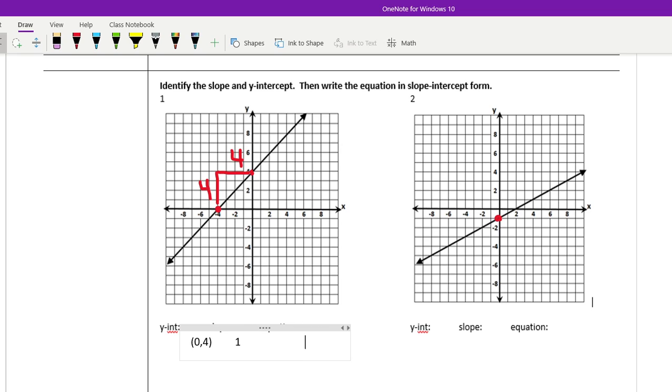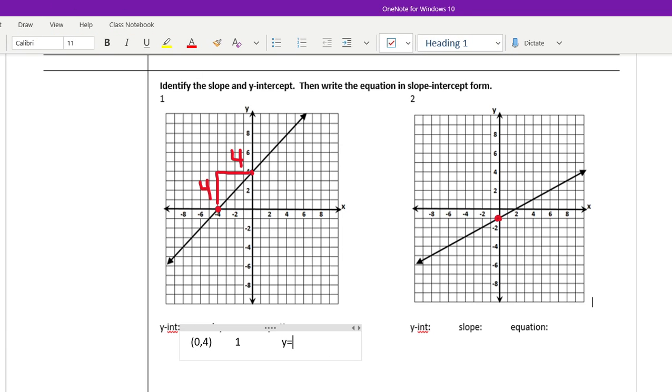My equation for this, using my y-intercept value and my slope, would be y equals my slope, in this case, is 1. So I would have 1x. I can just type x. And then my intercept is a positive 4. In this case, I'll use a different font for my 4 because this is the only part that is changing for my equation.